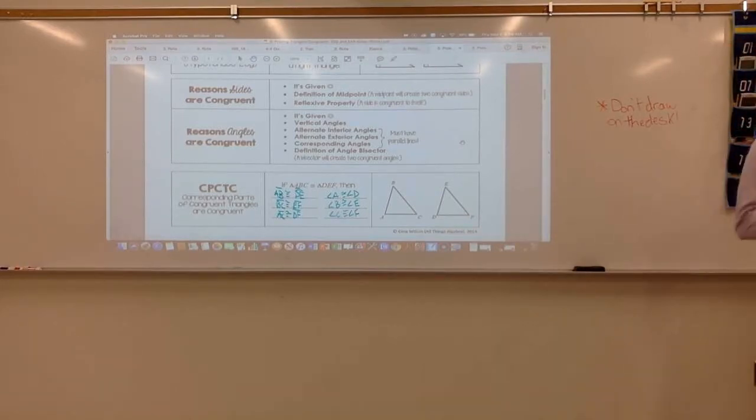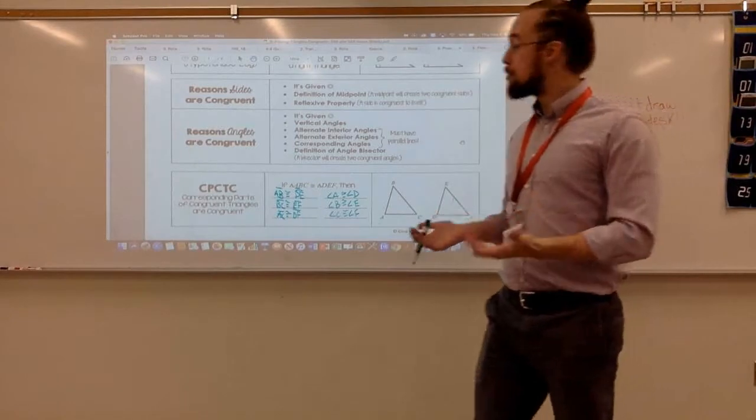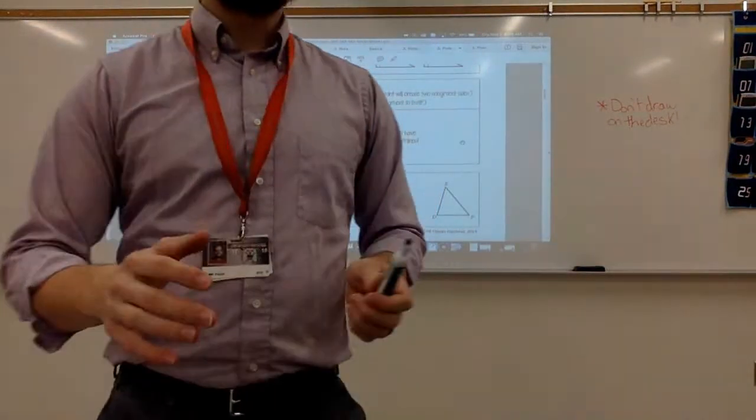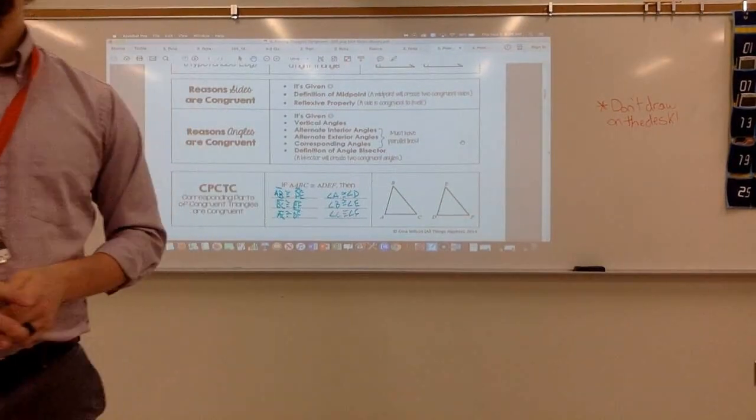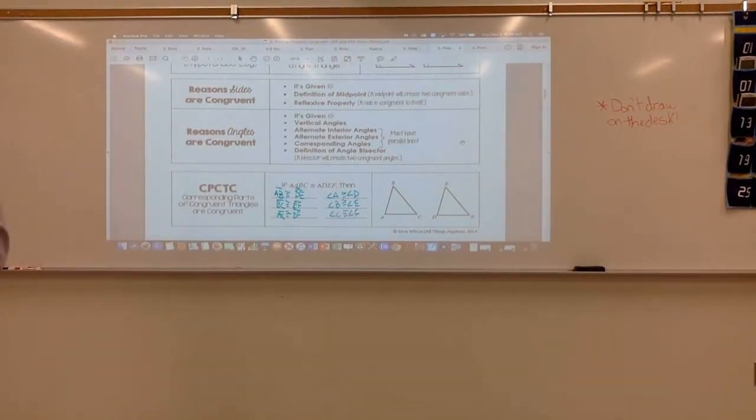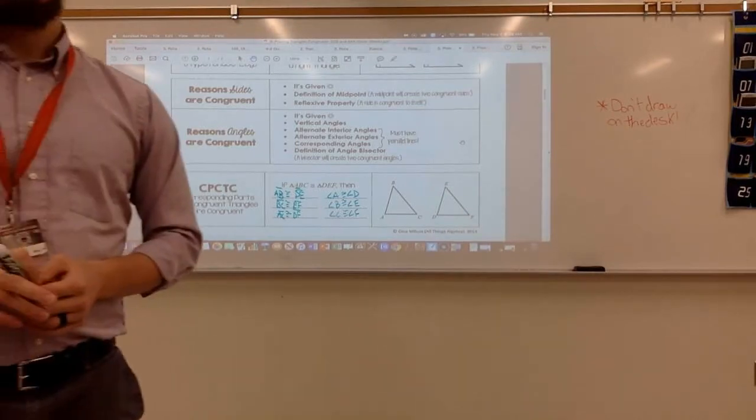All right, so let's take a look at using some of these shortcuts in a proof now. We barely even have... I think we've got almost 20 minutes.